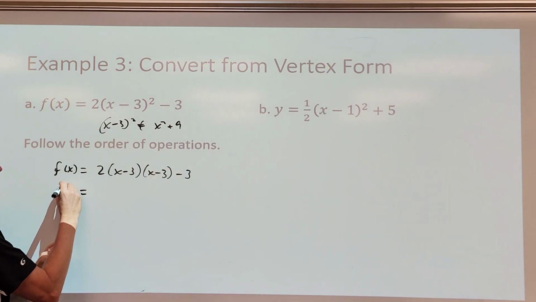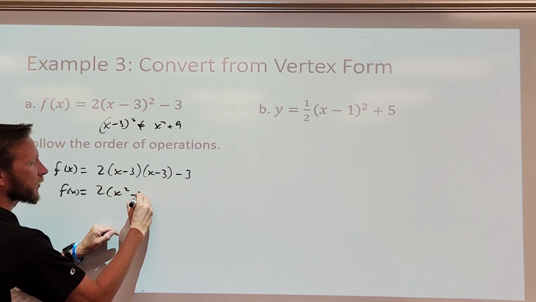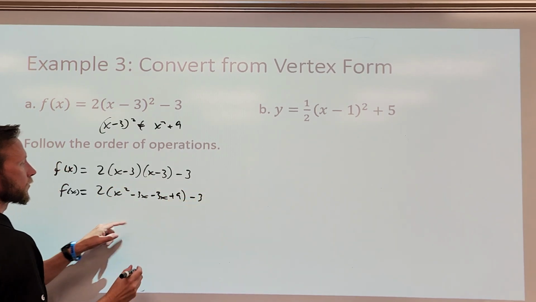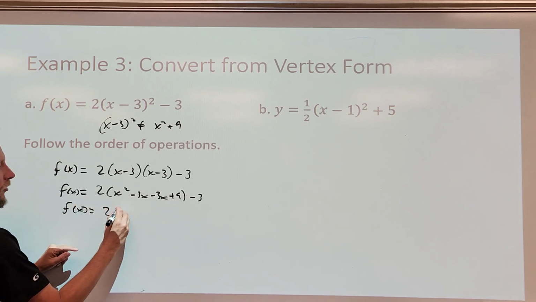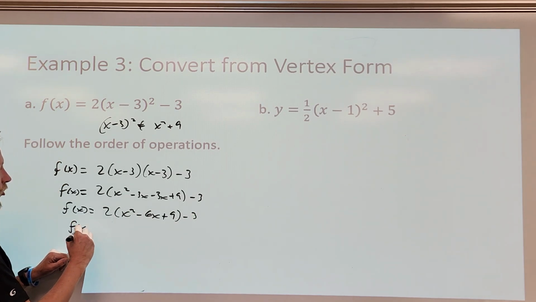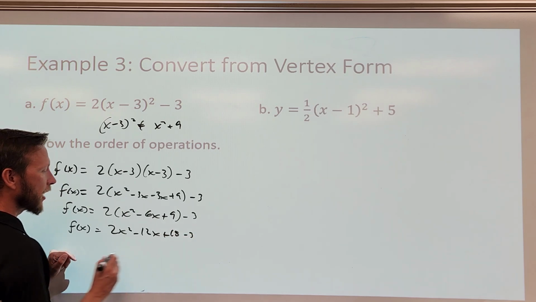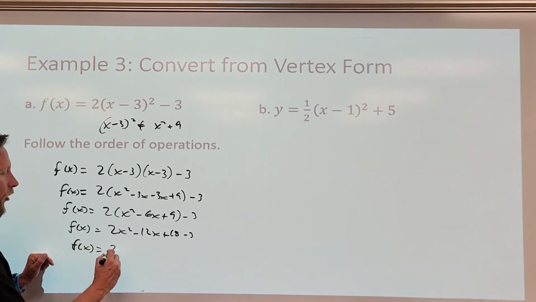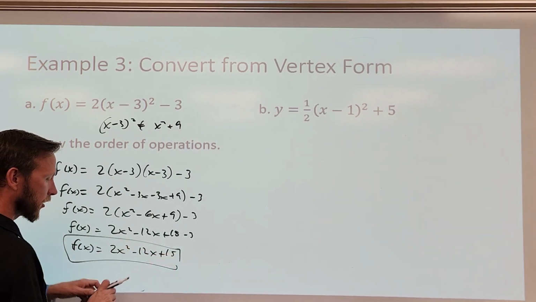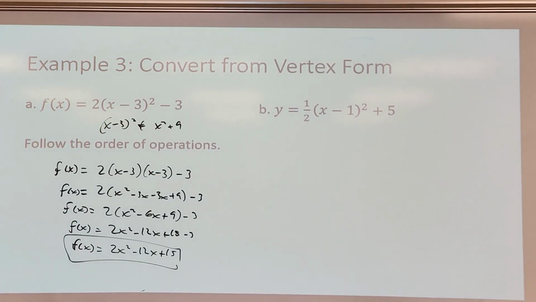Double distribution. So we get f of x is equal to 2 times x times x, x times negative 3, negative 3 times x, negative 3 times negative 3. So that means I've got 2 times x squared minus 6x plus 9. I've got to distribute that 2 to get 2x squared minus 12x plus 18. And then I get to subtract 3. I'm going to follow the order of operations. I know that my handwriting is terrible. Slow that down if you need to. Play it back if you need to so you can see each of those steps and how they happen.